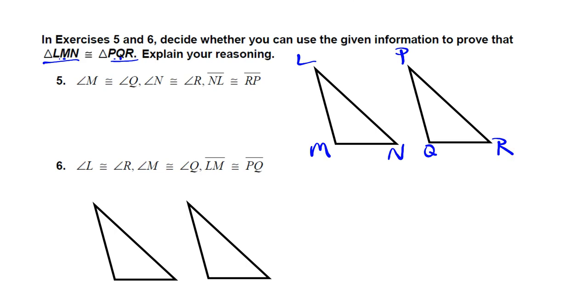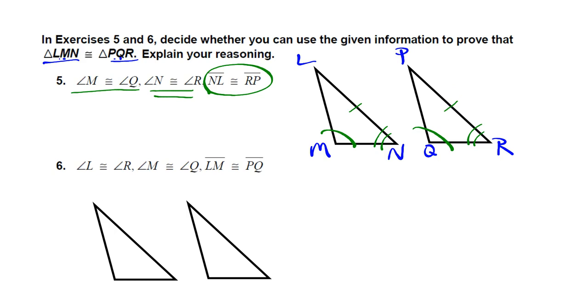They're telling us angle M is congruent to angle Q. So I'm going to mark angle M congruent to angle Q. Then they give us angle N is congruent to angle R. Here's angle N and angle R. Then they give us one set of sides. NL, that's this one, is congruent to RP.